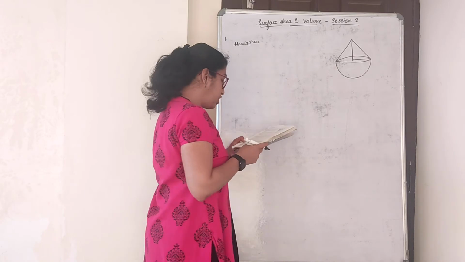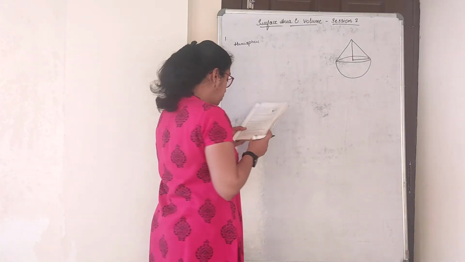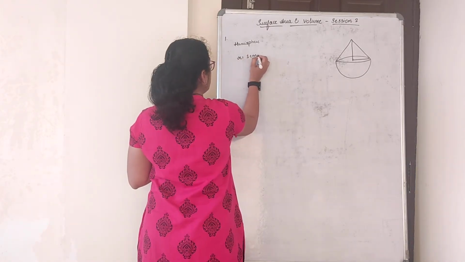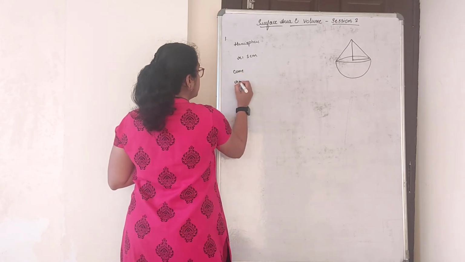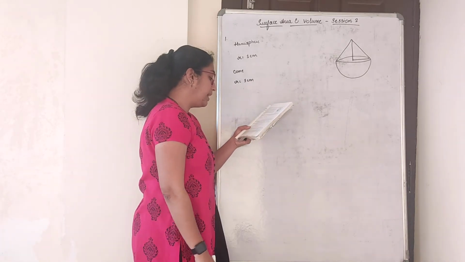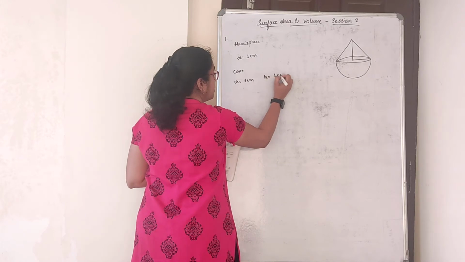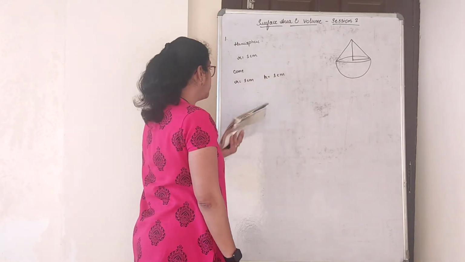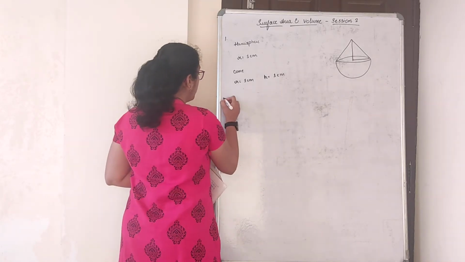A solid is in the shape of a cone standing on a hemisphere with both their radii being equal to 1 centimeter. So radius is equal to 1 centimeter. Then the cone, its radius is also 1 centimeter. Apart from this, what they have given is that the height of the cone is equal to its radius. Height is also equal to 1 centimeter. Find the volume of the solid in terms of pi. That means the answer should be in terms of pi. Volume of the solid.